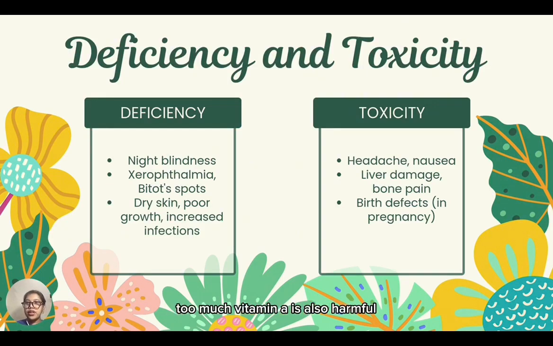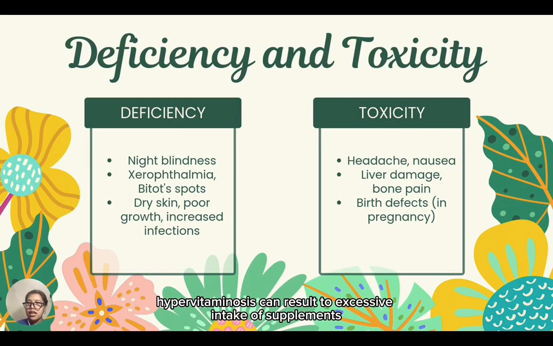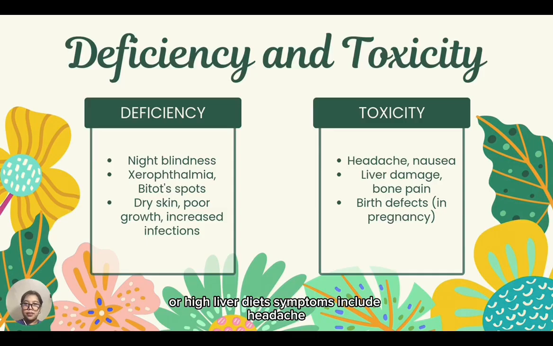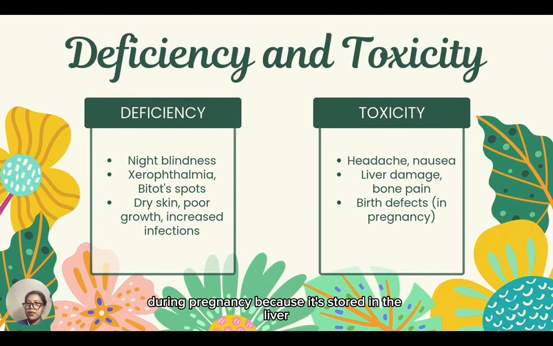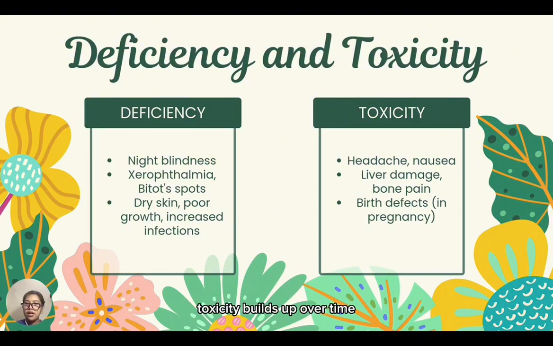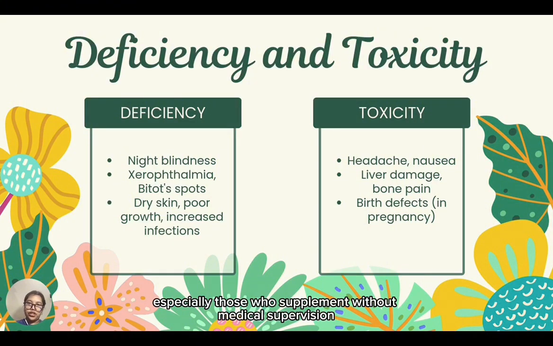However, too much vitamin A is also harmful. Hypervitaminosis A can result from excessive intake of supplements or high liver diets. Symptoms include headache, nausea, liver damage, bone abnormalities, and teratogenic effects during pregnancy. Because it's stored in the liver, toxicity builds up over time, especially in those who supplement without medical supervision.